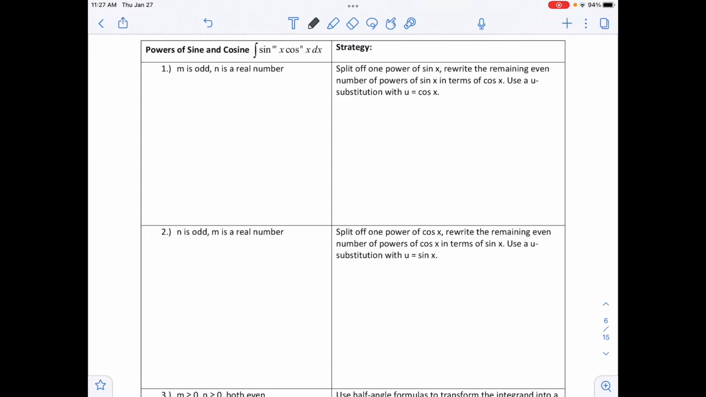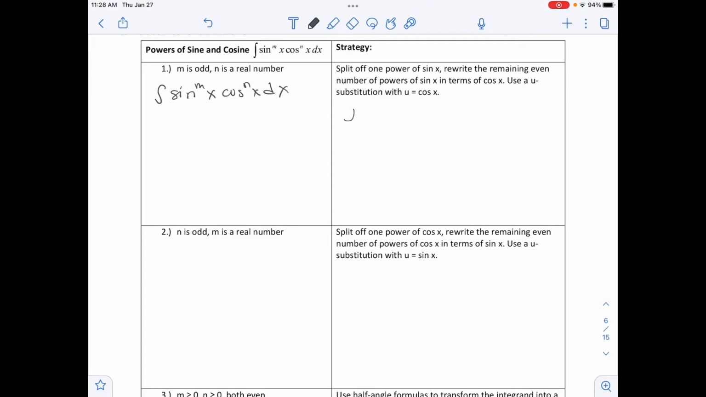So first thing we have here is powers of sine and cosine, and we have the integral of sine m of x times cosine n of x dx, and m is odd and n is a real number, and we're just going to go through the different cases to see how this will work. We would have the integral of sine m of x cosine n of x dx. And it says split off one power of sine x and rewrite the remaining even number of powers of sine x in terms of cosine of x. Use a u substitution with u equal to cosine of x.